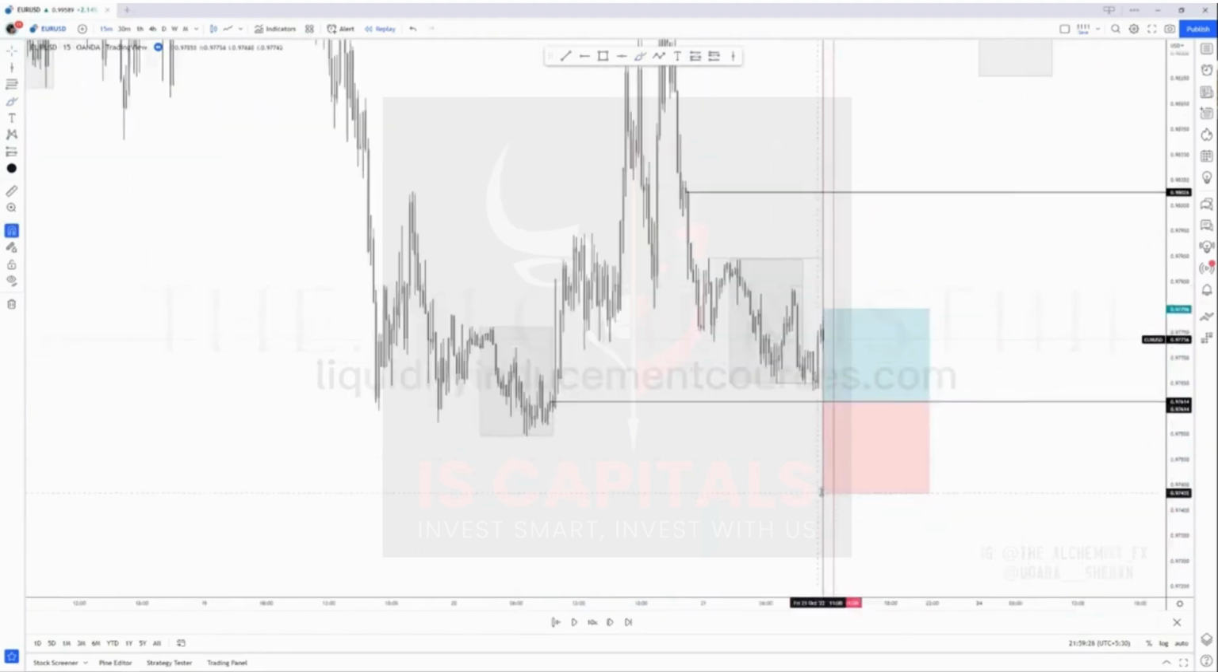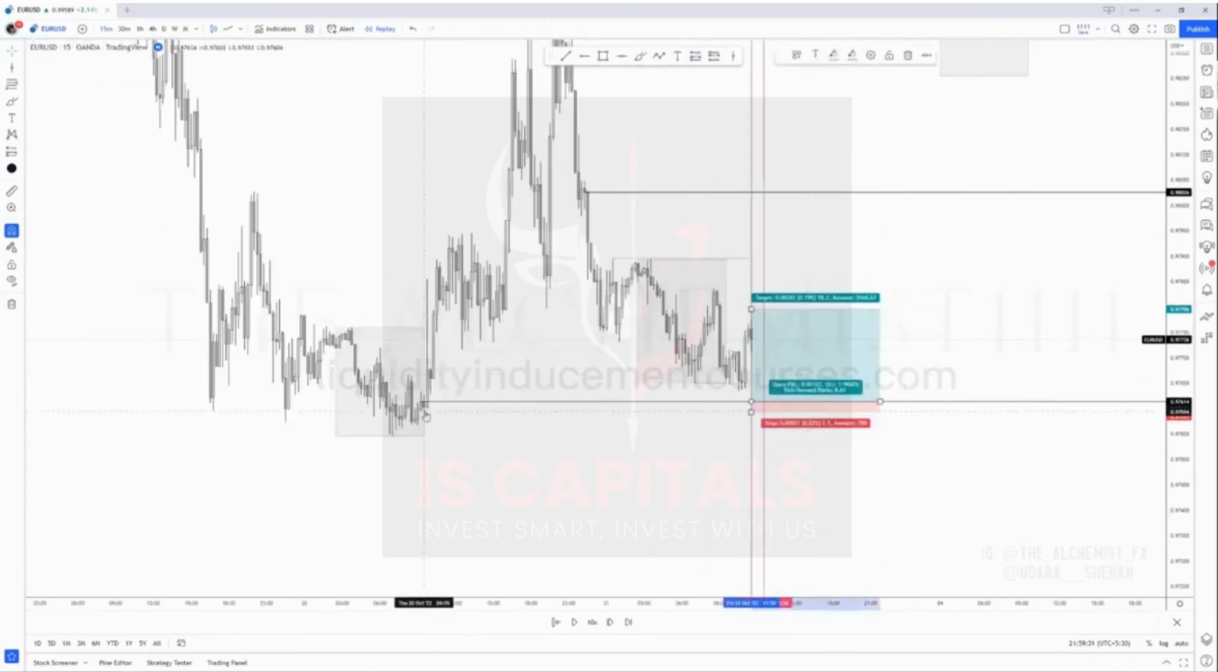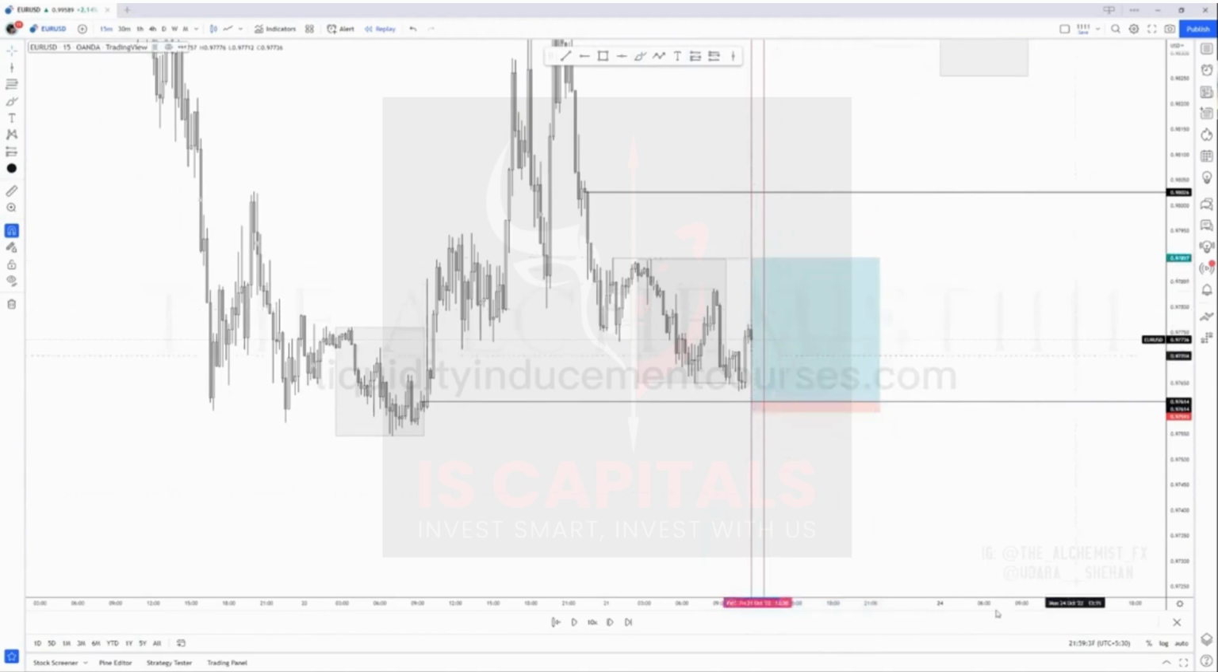Okay, so stop loss can be placed where? Below this order block. 2.1 pips, see there? Below that order block, still on the 50-week time. And where can you target? Asian high. Can you understand the setup? You could have done this. Okay, so what happened?